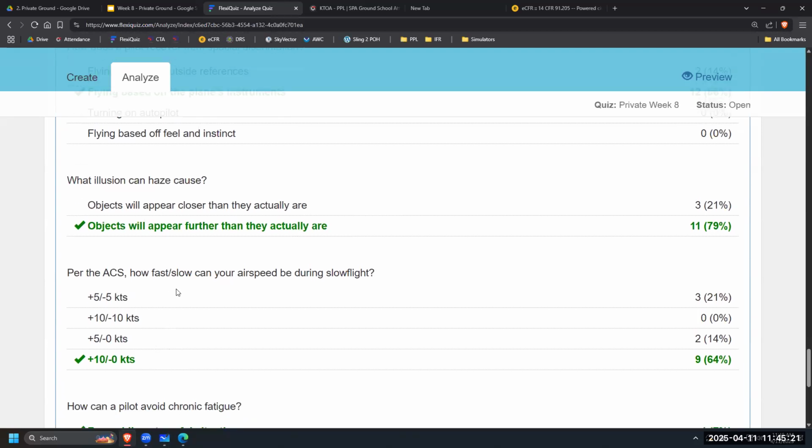Per ACS, how fast, slow can your airspeed be during slow flight? This is not correct. There's no zero, there's no minus, okay? That's the first giveaway. So if you see a -10, that's absolutely not right. If you see a -5, that's not right. Here we're getting closer to it, so just use that method of elimination, right? It's definitely not zero, minus. You have to be +10, -0 on a private pilot level.